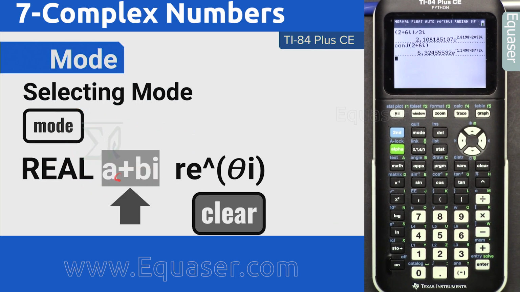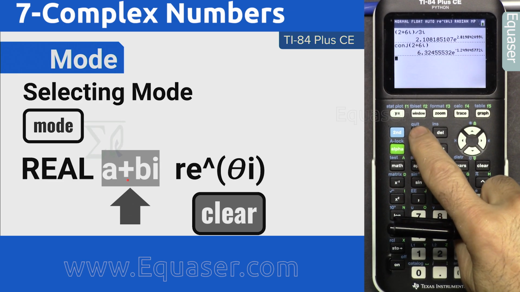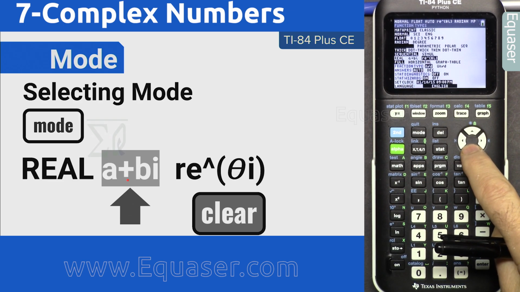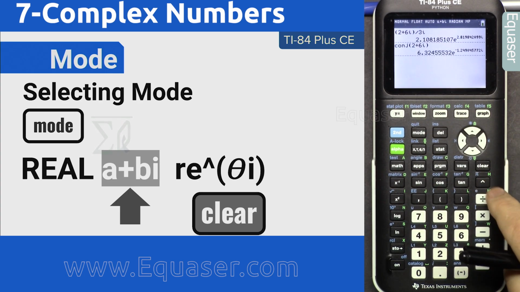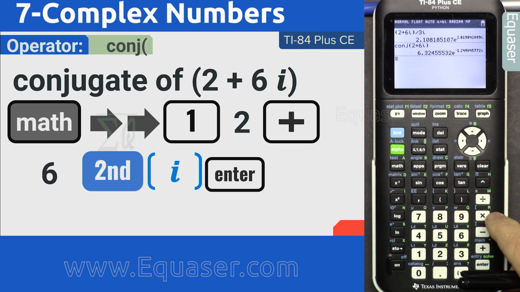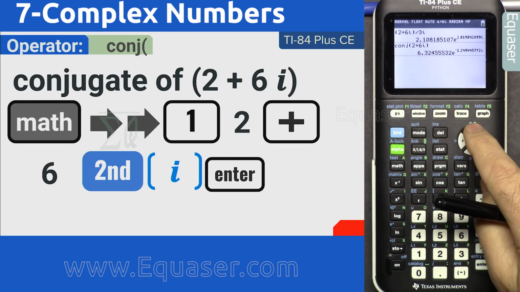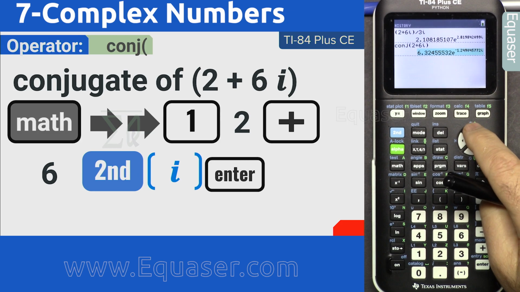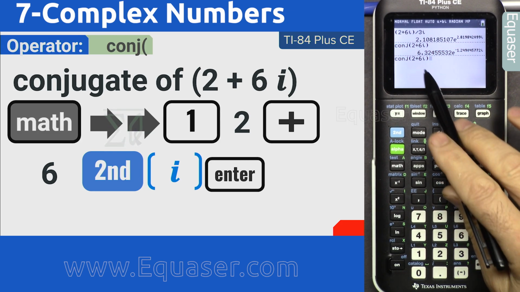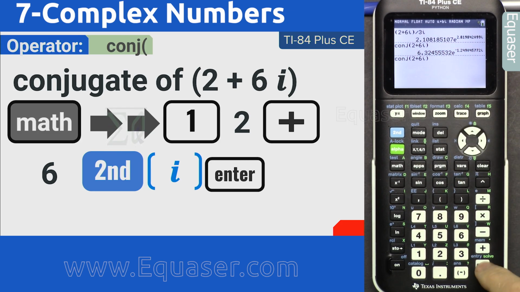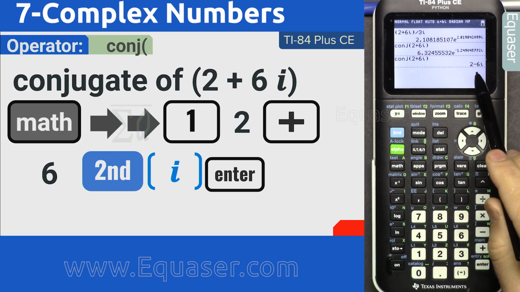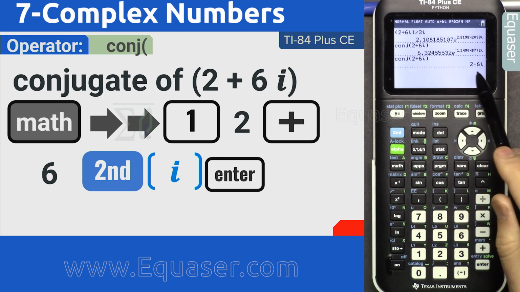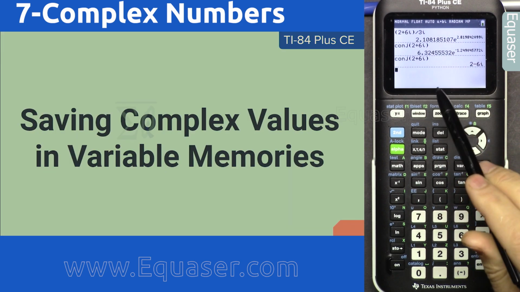Now, if we go to rectangular mode, and then scroll down here, press enter, clear, and let's enter it again. I'm not going to enter it. Let's paste it. I'm going to go up once, twice, highlight it, enter. Now the expression is available. Just press enter. You can see that it was 2 plus 6i. It converted to 2 minus i, and that is the conjugate of the previous expression.